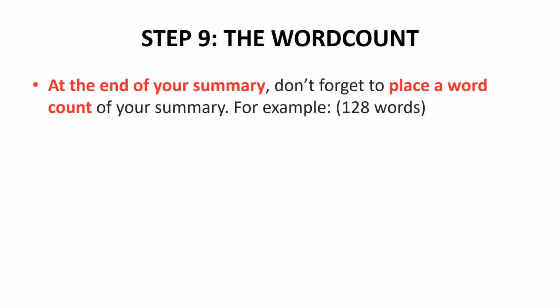We are already at the end of writing your summary. After you finish writing your summary, at the end of it, do not forget to place a word count. For example, if your summary only uses 128 words, then please write 128 words at the bottom of your summary. Write anywhere, on the left hand side, in the middle, or on the right hand side. It doesn't really matter as long as you write how many words you have written.